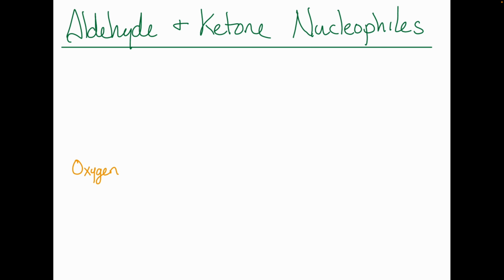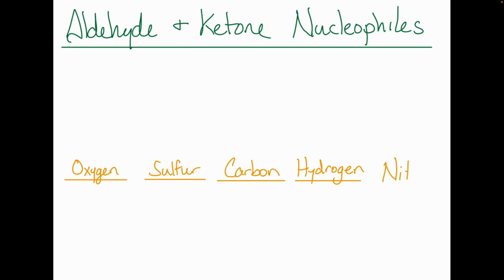We have oxygen, sulfur, carbon, and hydrogen. What element am I missing from this list that we usually talk about with regard to nucleophiles alongside oxygen? Nitrogen. And I'm going to put nitrogen last on this little chart because we're going to see nitrogen's a bit of an oddball in how it reacts with aldehydes and ketones.